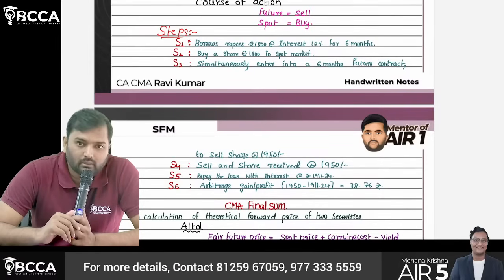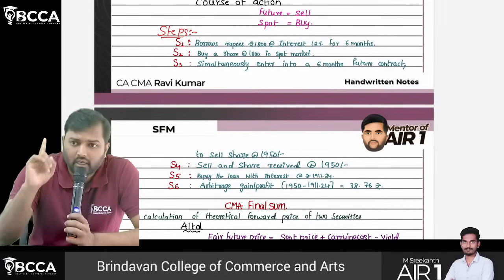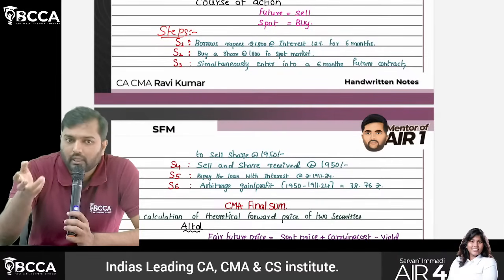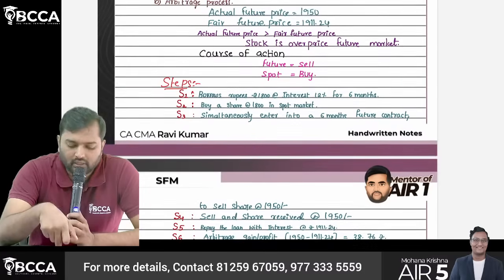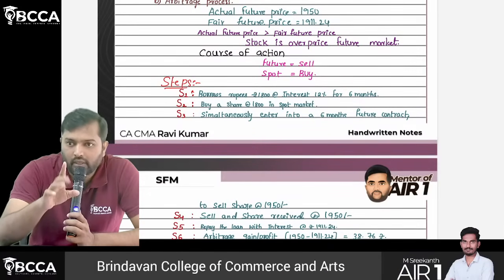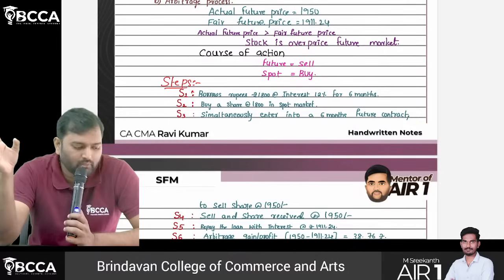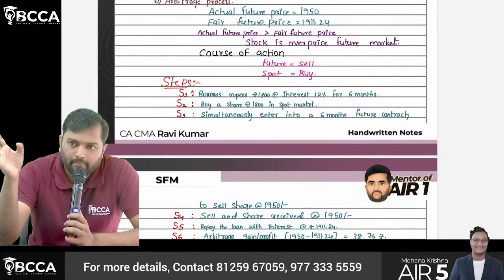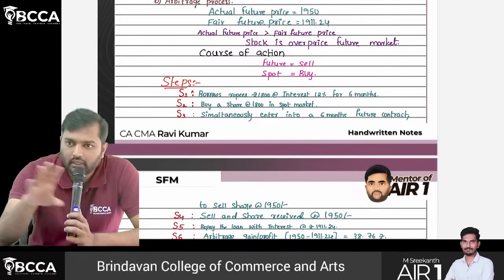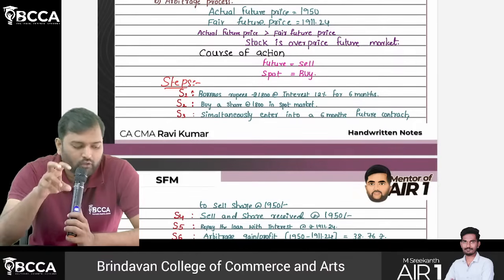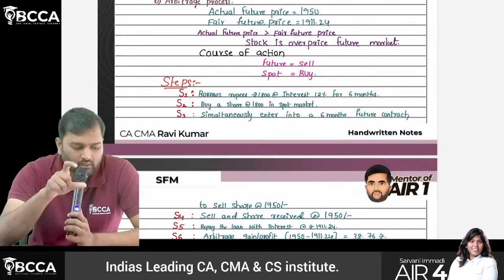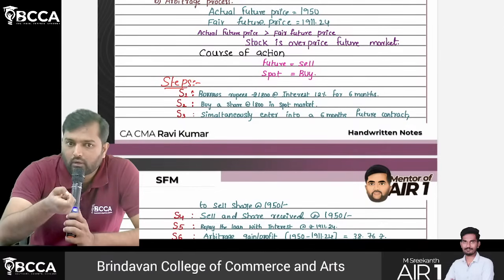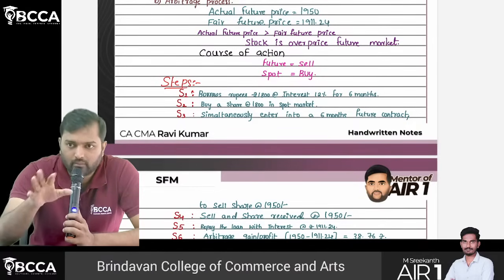Arbitrage means nothing but arbitrator will identify the market imperfection. Market imperfection means what? Market imperfection means, for example, here as per our theory, the price must be equal to 1911.24. But whereas in the market the price is 1950. So arbitrator will earn a profit without taking any risk. How he can earn a profit without taking any risk? Simple. You have to understand this concept. So as per my knowledge, the price must be equal to what? 1911.24 as per my theory.